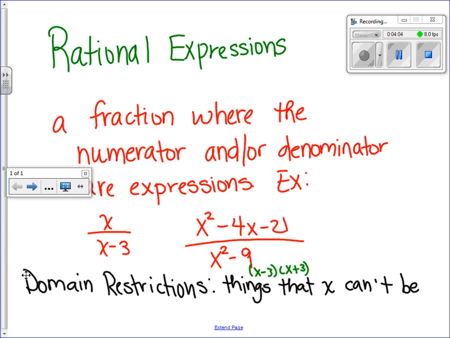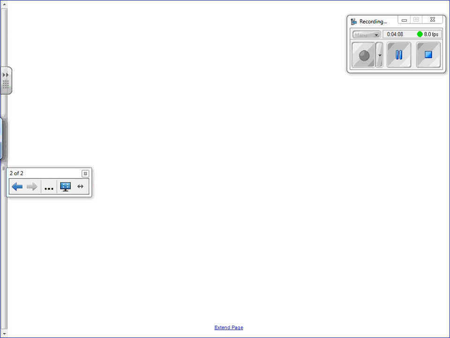Alright, let's look at this. 3x over x squared minus x minus 2. Right. What values of x have to be excluded from the domain of this problem?